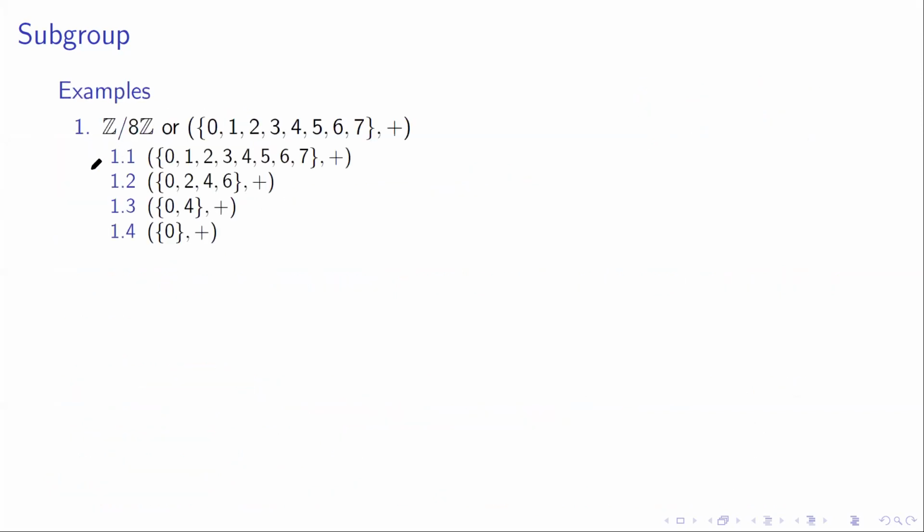Some examples. Let's say I have the integers modulo 8 under addition, and we have these 4 subgroups. You can check by yourself that all of these form subgroups. The first one is the group itself, and the last one is the trivial subgroup.